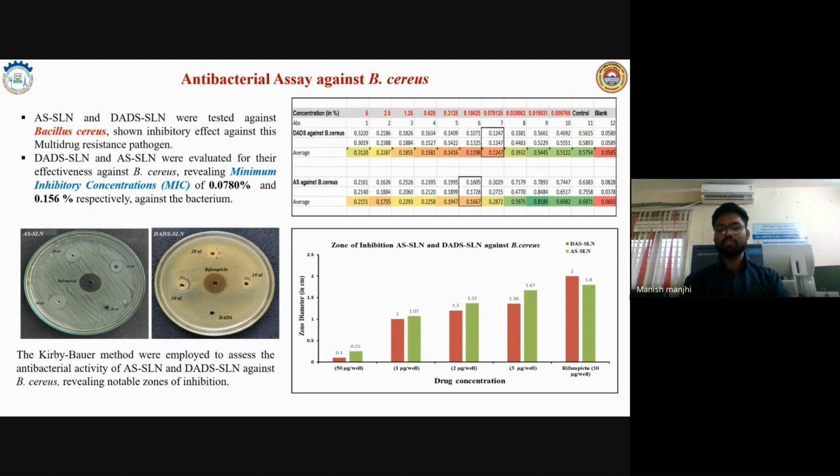We have taken 15 mg per well of the drug in the first figure, and the second is 1 mg per well, 2 mg per well, and this is 3 mg per well. It is compared with the control, which is the conventional antibiotic rifampicin, at 10 mg per well.